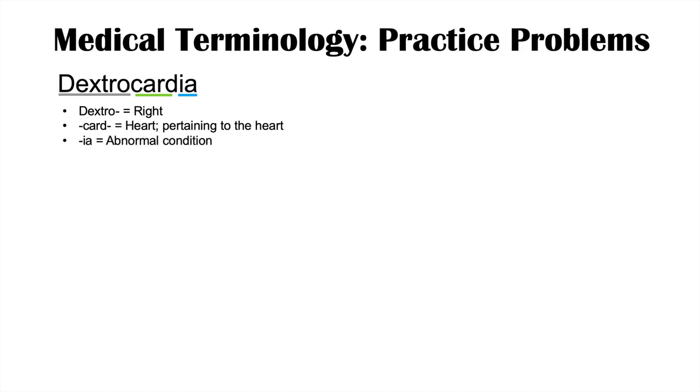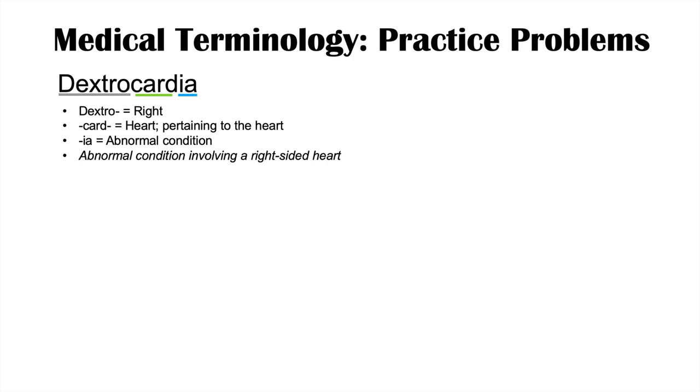The next word is dextrocardia. Again, we break it down from prefix to suffix. The prefix dextro actually means right, or the right side, or the right direction. And card means heart, or pertaining to the heart. And we learned that the suffix ia means abnormal condition. So dextrocardia is really an abnormal condition involving a right-sided heart.